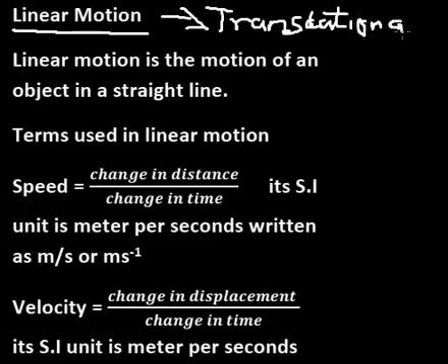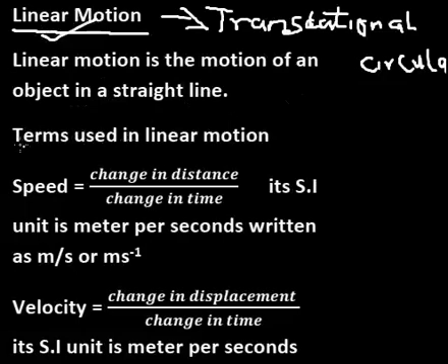Then, of course, we have other types of motion, which include circular motion, rotational motion, random motion, and simple harmonic motion. But here we are only looking at linear motion. So linear motion is the motion of an object in a straight line.